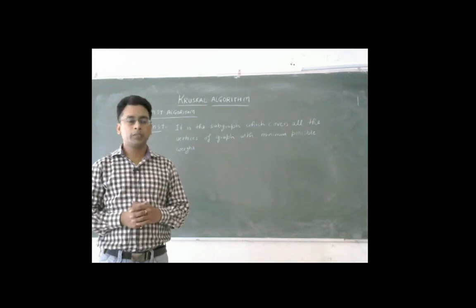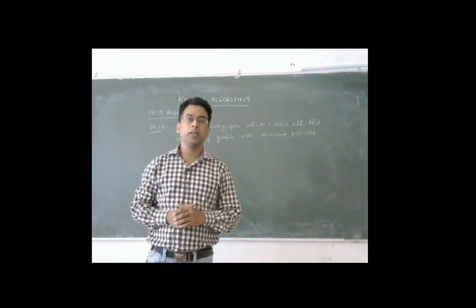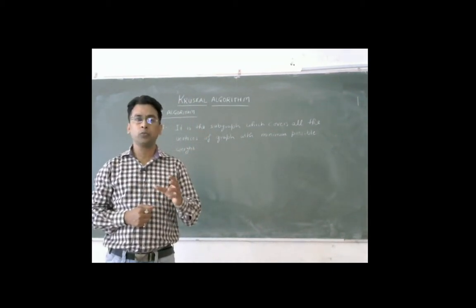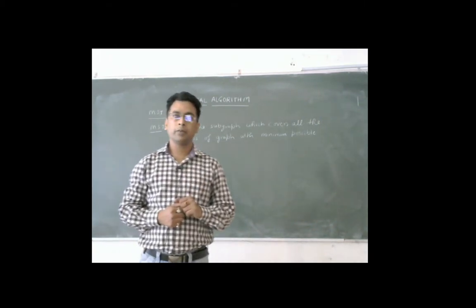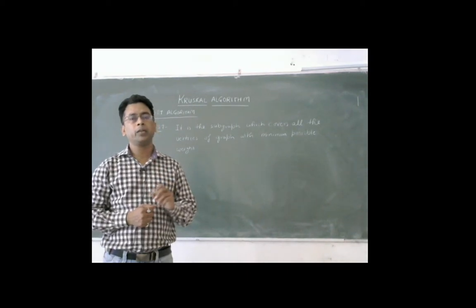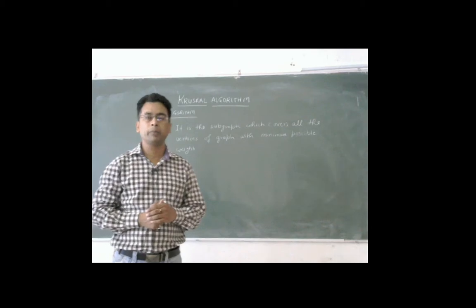What is the use? This kind of MST is very useful in airlines. In airlines, a plane has to cover all the cities and it has to travel the minimum distance without covering a circle. It means it's a minimum spanning tree. There should be no cycle in between, and it covers all the cities by covering minimum distance.